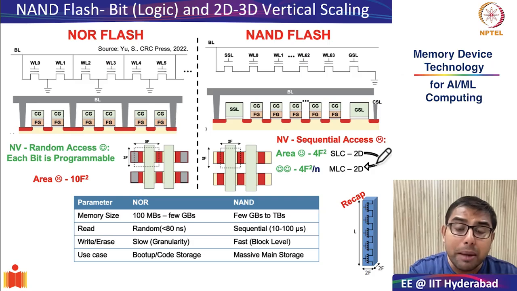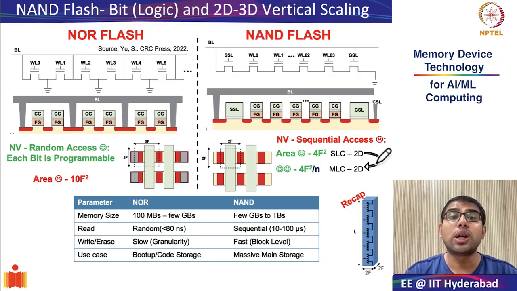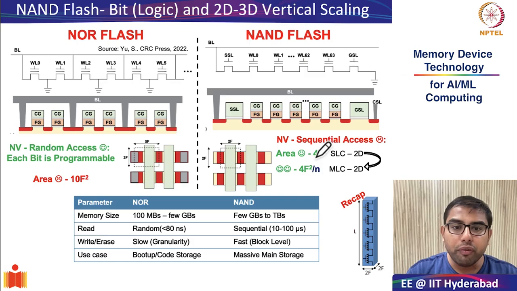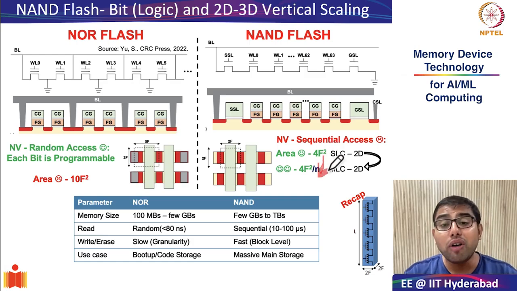There can be multiple bits that can be stored in the same flash cell. What does that give us? That gives us bit density. Immediately, our area becomes from 4F² to 4F²/n, where n is the number of bits that you can store.